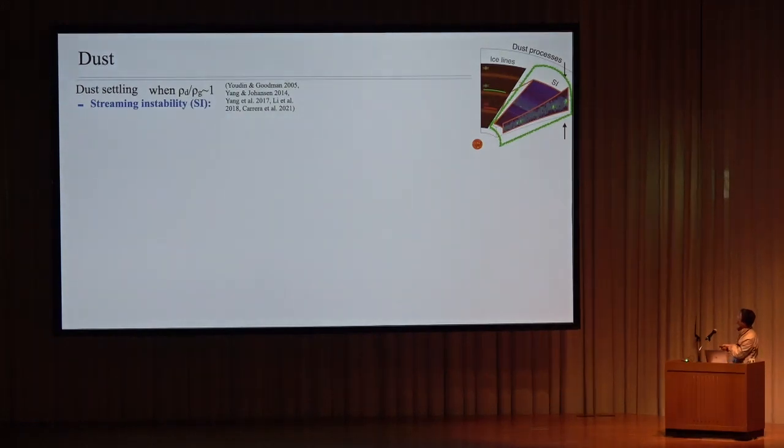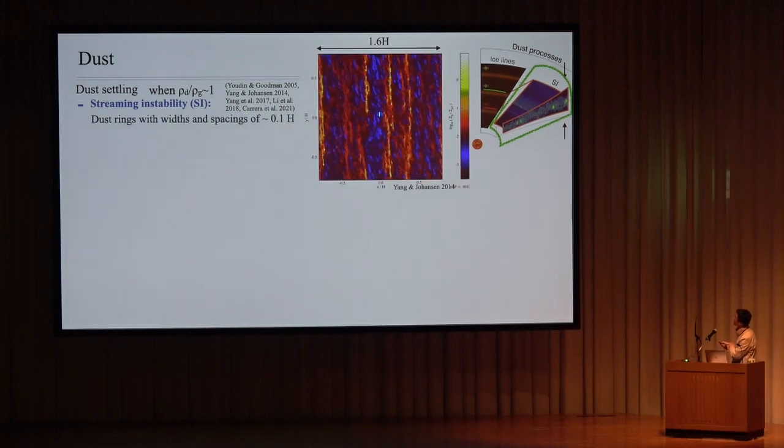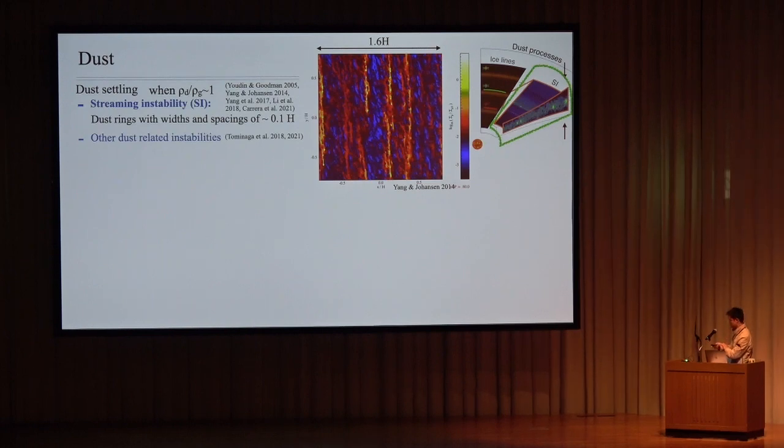Okay. So finally, the dust processes. Dust will settle in the disks and produce streaming instability. On the other hand, this streaming instability produces very narrow rings and gaps, which are not observable with ALMA. But in the future, we need these bigger simulations to see whether these structures could self-consistently merge into larger structures. And we also have other dust-related instabilities, but generally they produce rings in the disks.